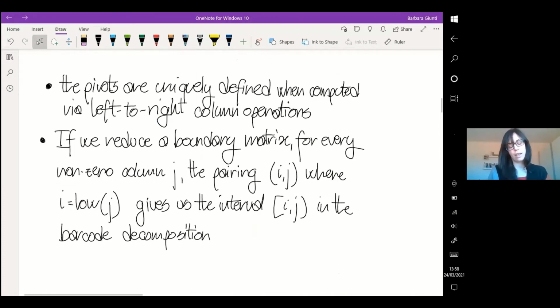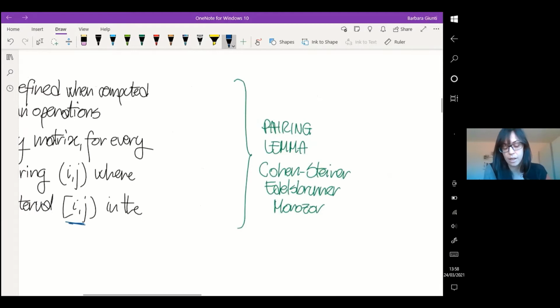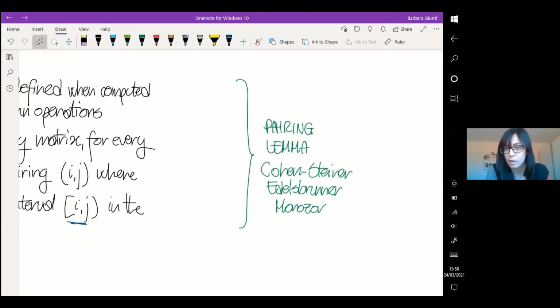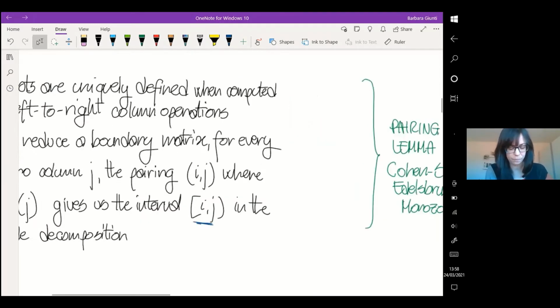So why do we care about reduced boundary matrices? Well, because if we have a boundary matrix, then the pivots that we get by left-to-right column operations are uniquely defined. Also, every time we have a pairing of pivots, which means that I have i, the row index of a column j, then I have the interval [i, j) in the barcode decomposition. This is known as the pairing lemma, and to the best of my knowledge, the first presentation of it in this shape is due to Cohen-Steiner, Edelsbrunner and Harer.